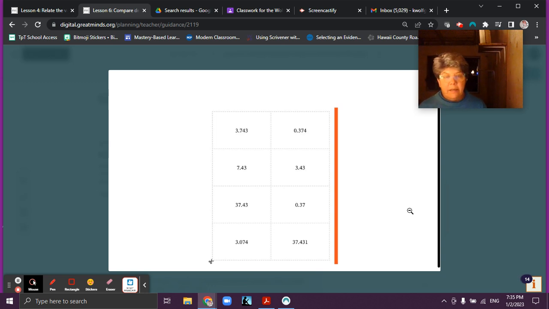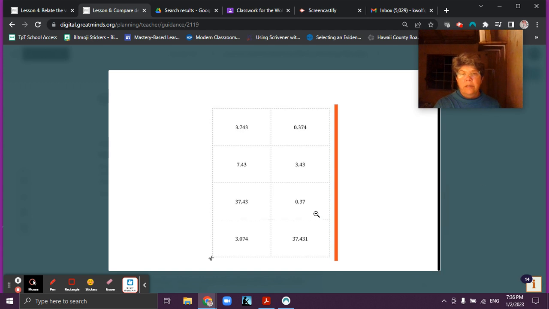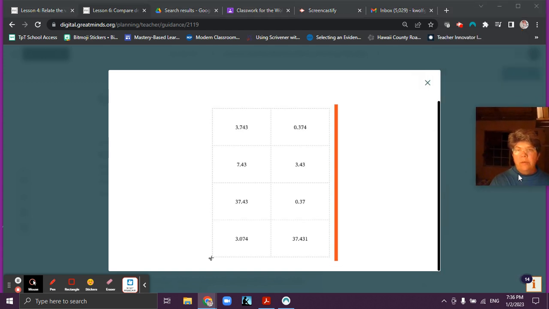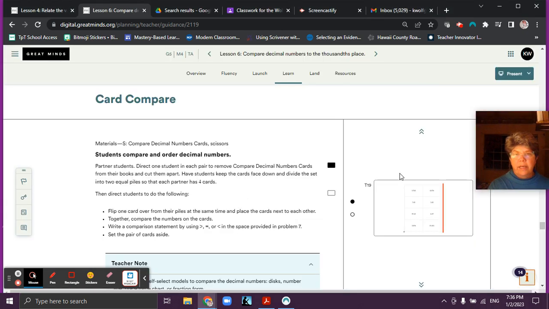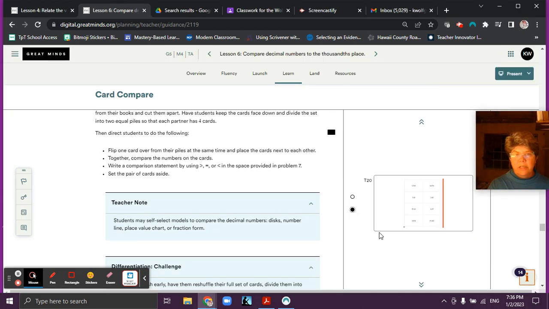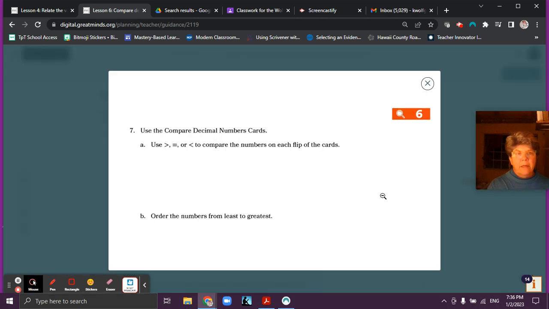But basically, you have these cards, and they are on page 53, and there's 8 cards. So you're just going to cut them out. Don't take forever. Just cut them out, and then you and your partner are going to play the game. You only need one set of cards to play the game. And there's what it says in number 7 in your book. I'm just going to read you the directions.